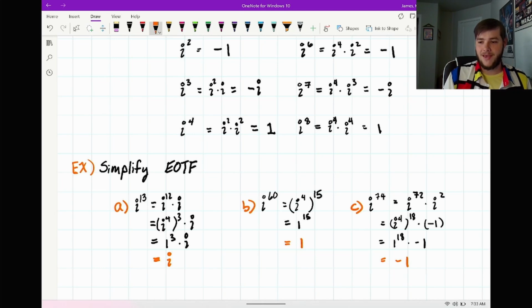Similarly, in part C, I wanted to find the highest factor of 4 that fits into 74, that factor being 72. So I wrote this as i to the 72 times i squared. i to the 72 can be written as i to the 4th to the 18th, since 4 times 18 is 72. And i squared simplifies to negative 1. In the end, that gives me 1 to the 18th times minus 1, which is just minus 1.